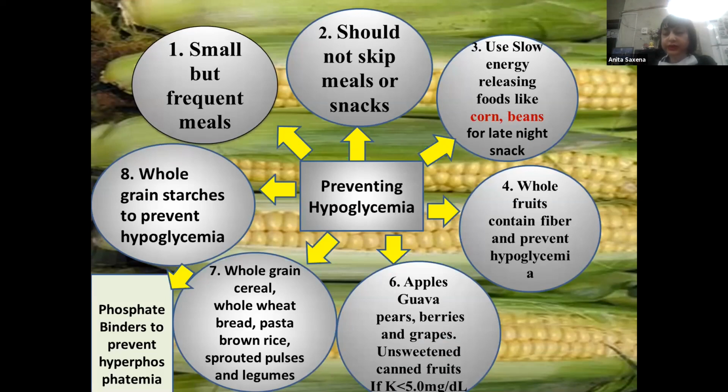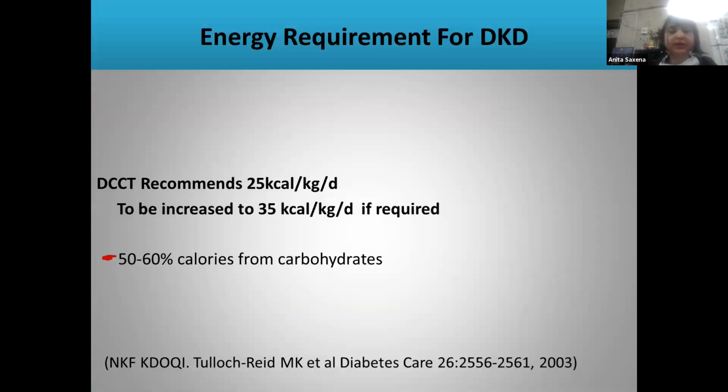Whole fruits contain fiber and prevent hypoglycemia. Apples, guava, pear, berries, and grapes, and unsweetened canned fruits can be used, provided the patient's serum potassium is less than 5 milligrams per deciliter. Whole grain cereals, whole wheat, bread, pasta, brown rice, sprouted pulses, and legumes are helpful in preventing hypoglycemia. But remember that if the patient gets into hyperphosphatemia, he has to be put on phosphate binders, and whole grain starches do prevent hypoglycemia. Now, the DCCT trial has shown that 25 kilocalories per kg body weight per day of energy intake should be enough. However, it can be increased to 35 kilocalories per kg body weight per day if required.